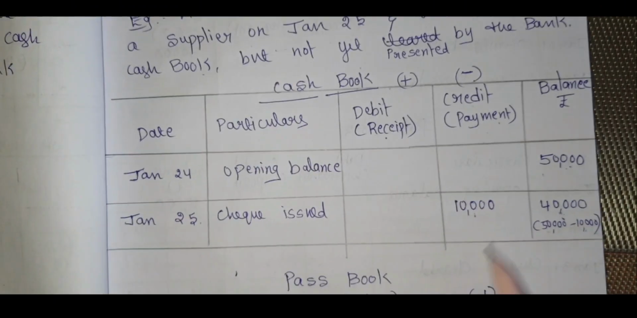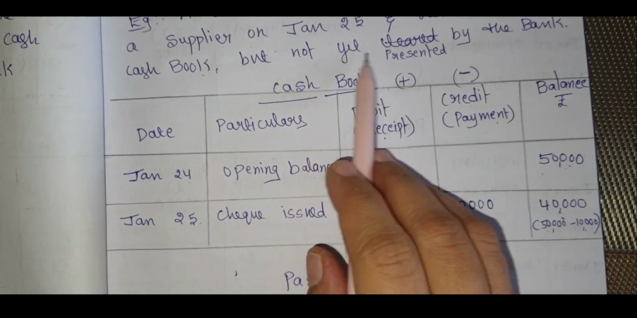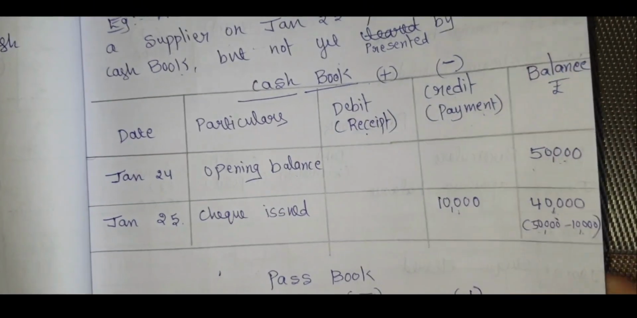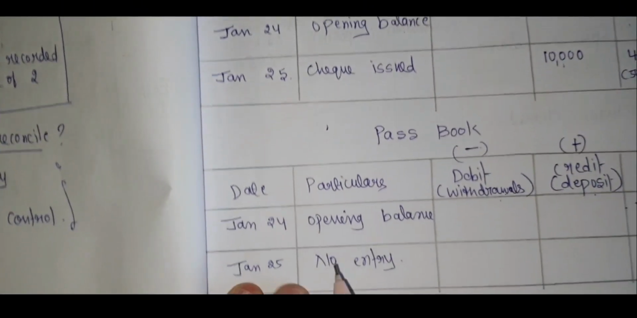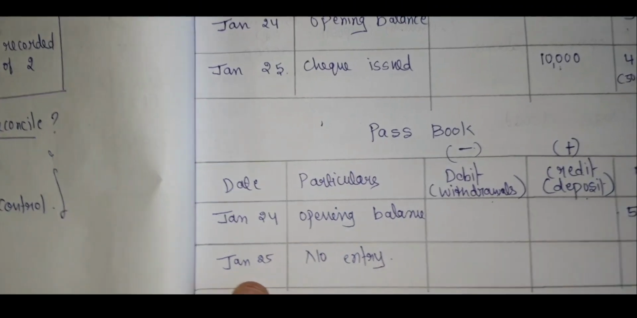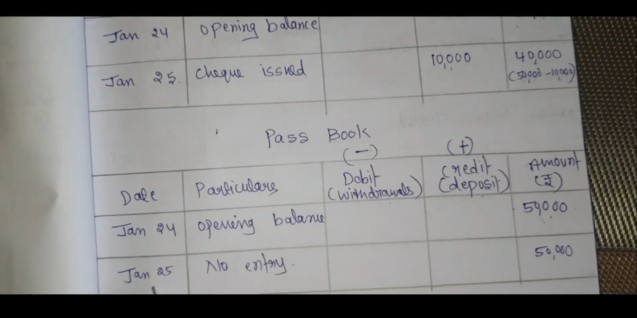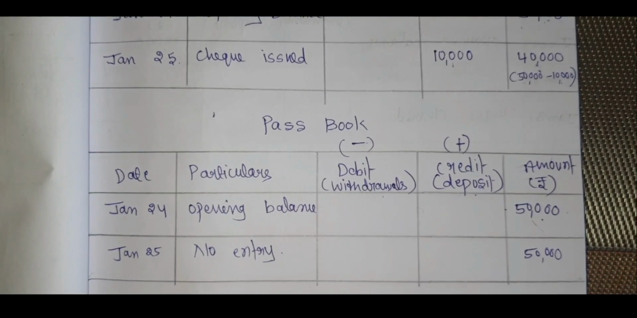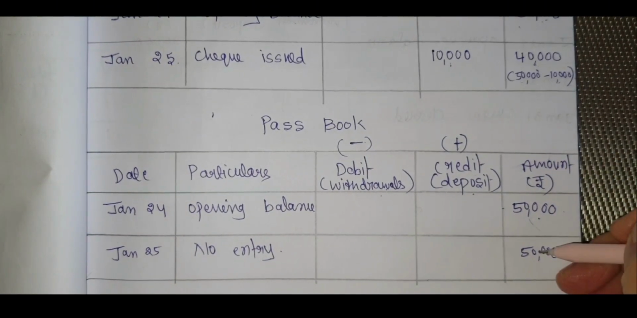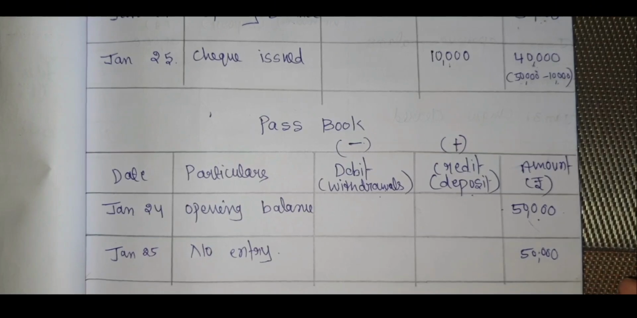And what do we have to do in the passbook? Here they said it is not yet presented to the bank. The supplier has not presented it. So the Jan 24th opening balance is 50,000 and on Jan 25th there is no entry because the check is not presented at all. So the passbook balance is rupees 50,000.